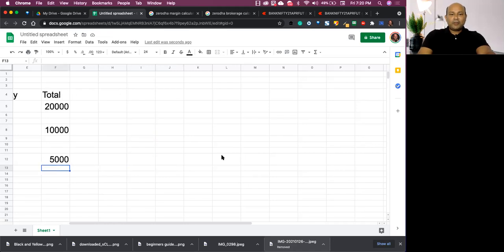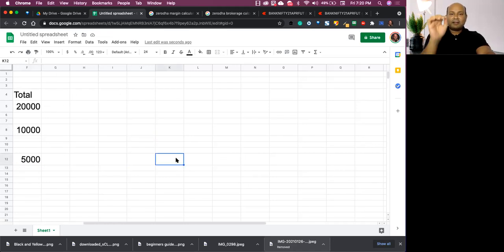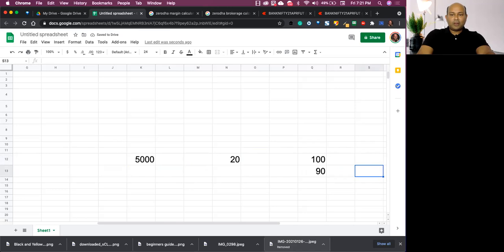Now let's see, when you take 4x margin money, you need 5,000 rupees. So let's say you pay 5,000 rupees and you buy 20 quantity at 100 rupees. But the price goes down to 90 rupees. How much money did you lose in total? You lost 10 rupees and the quantity was 20, so the total loss was 20 into 10. You lost 200 rupees, if my mathematics is right.